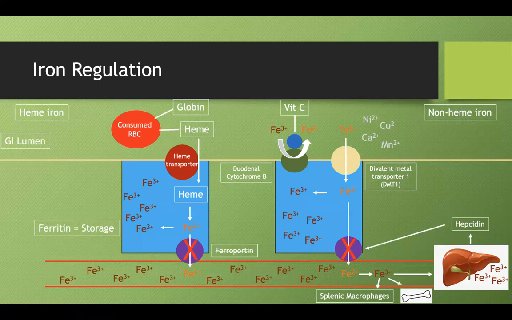And so what will happen if you inhibit ferroportin is that you will no longer have all of this ferrous iron able to escape the duodenal enterocyte into the bloodstream. So if no iron is entering the bloodstream anymore, you're going to have decreased levels of iron in your blood. And so that's a good way to regulate it when your iron levels are too high.